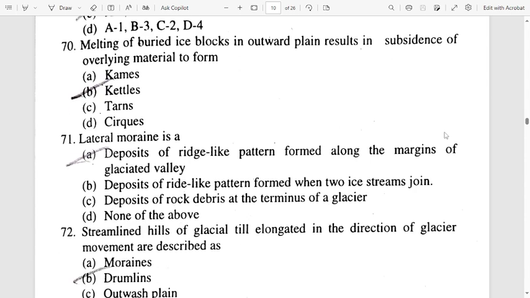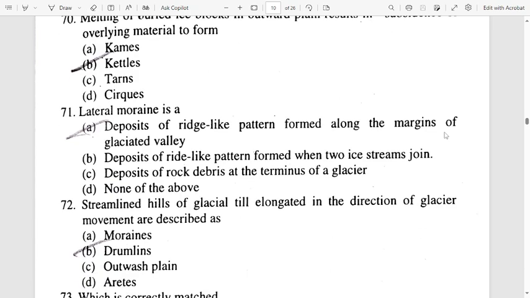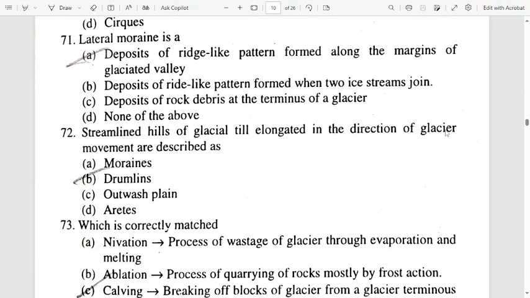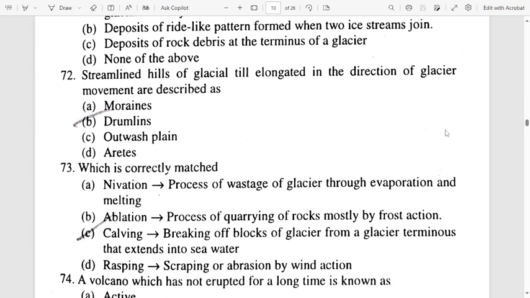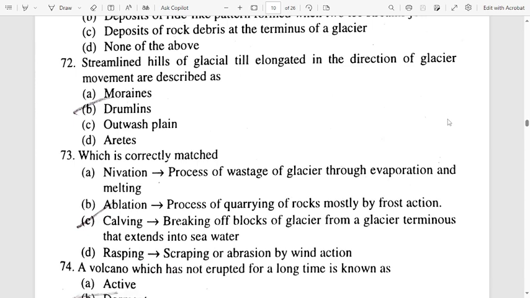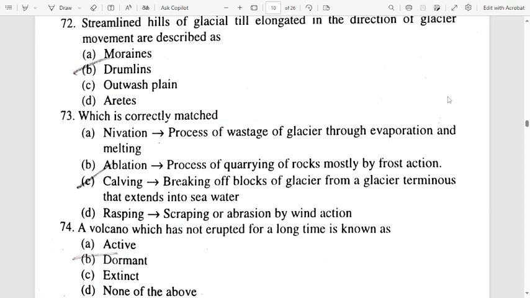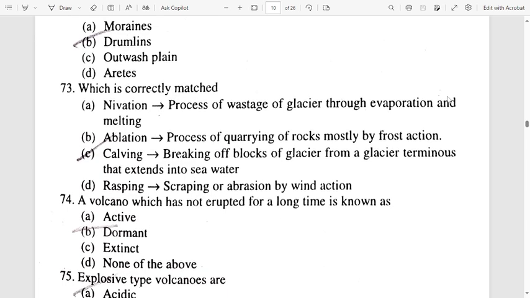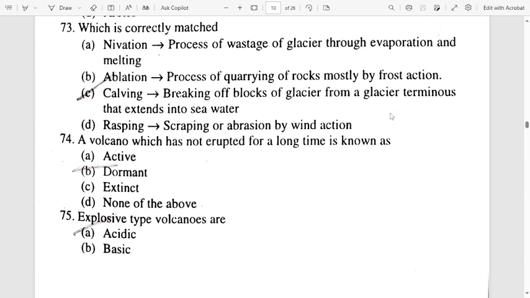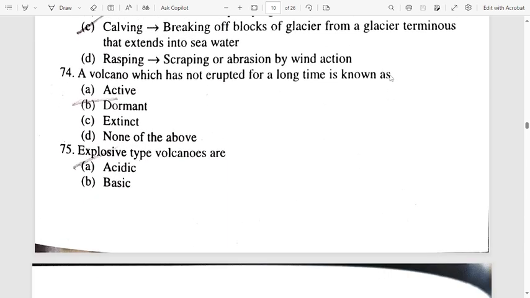Melting of buried ice block in outwash plain results in subsidence of overlying material to form kettles. Lateral moraine is a deposit of ridge-like pattern formed along the margins of glaciated valley. Streamlined hills of glacial till elongated in the direction of glacial movement are described as drumlins, which is correctly matched. Calving, breaking of blocks of glacier from a glacier terminus that extends into the seawater. A volcano which has not erupted for a long time is known as dormant.